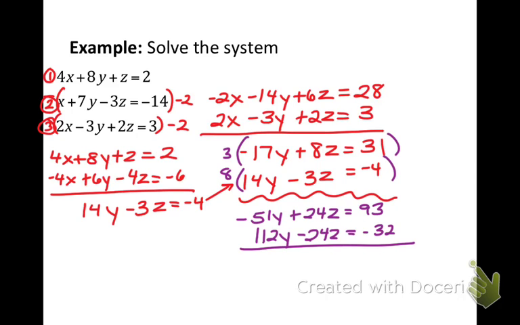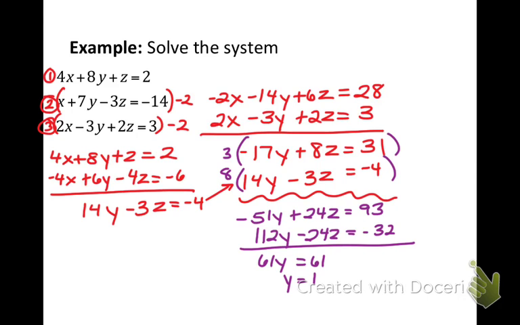Negative 51 plus 112 is 61y. Well, the z's go away. 93 minus 32 is what? 61? Oh, well, that's nice. So y is equal to 1.